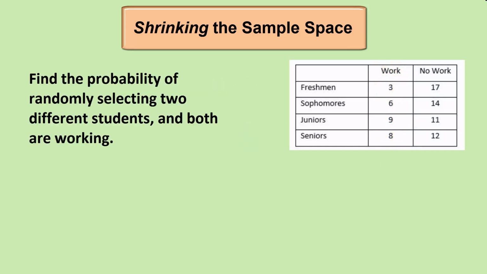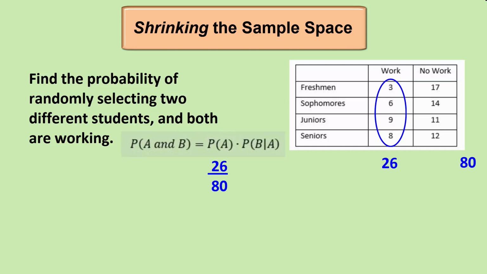Now do this. Find the probability of randomly selecting two different students and both are working. This would be 26/80 times 25/79 because the first selection caused the second selection to be made from a reduced sample space.